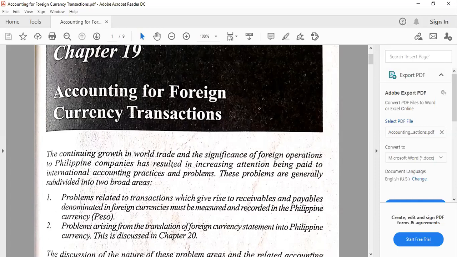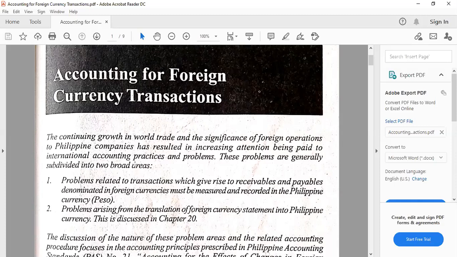This is also the reason why there would be two accounting problems resulting from growth in world trade and foreign operations. The first one is the accounting problems related to foreign currency transactions, which give rise to receivables and payables denominated in foreign currencies. One of the requirements is that the transaction is denominated in foreign currency, but it must be measured and recorded in the Philippine currency or peso. This is the first item that we must take note of.